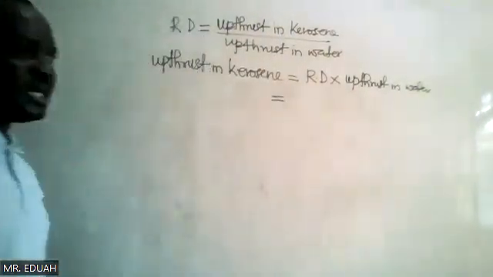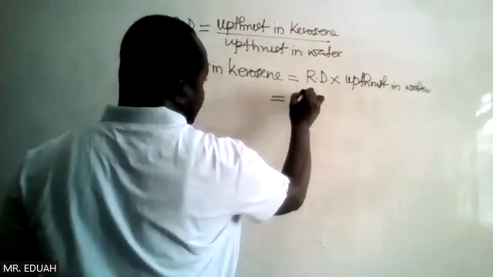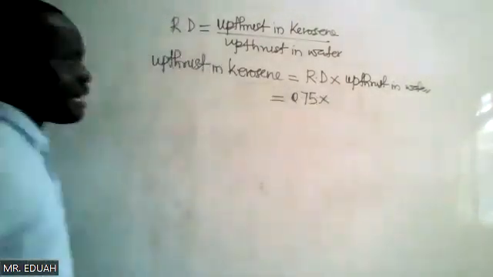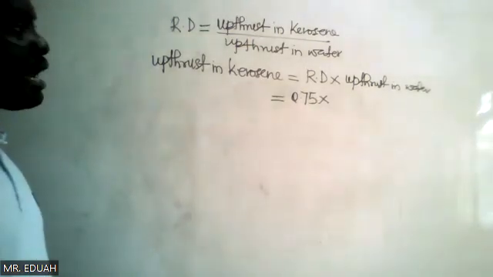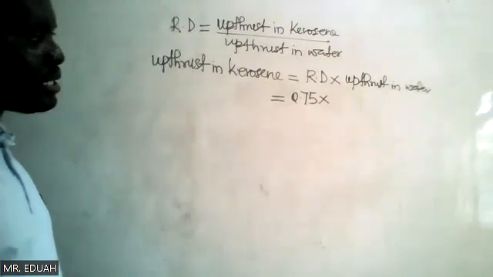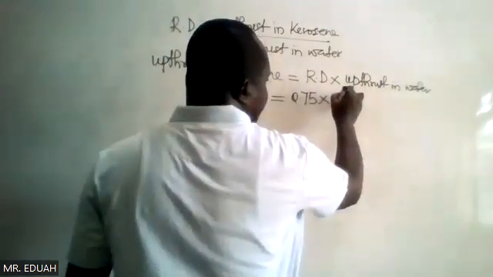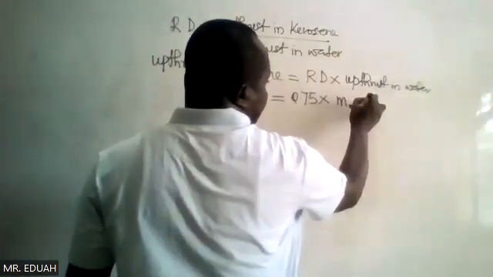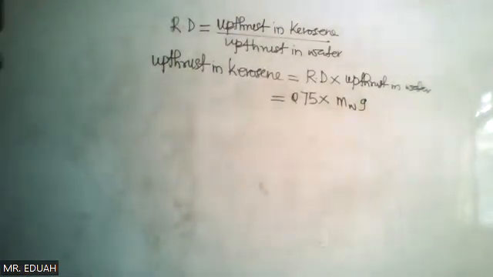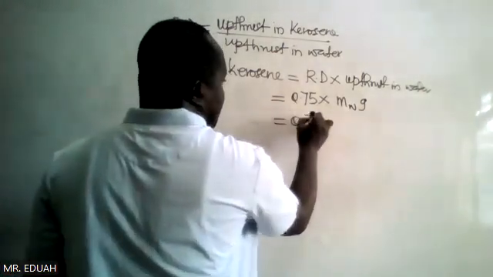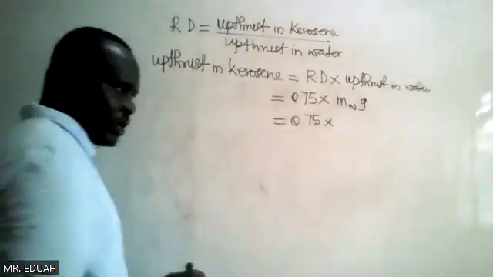The relative density of kerosene is 0.75 times. Upthrust is the weight of liquid displaced. So upthrust in water is the weight of water displaced. Mass of water times gravity would give us upthrust in water. Now, mass of water can be expressed in terms of density of water and volume.